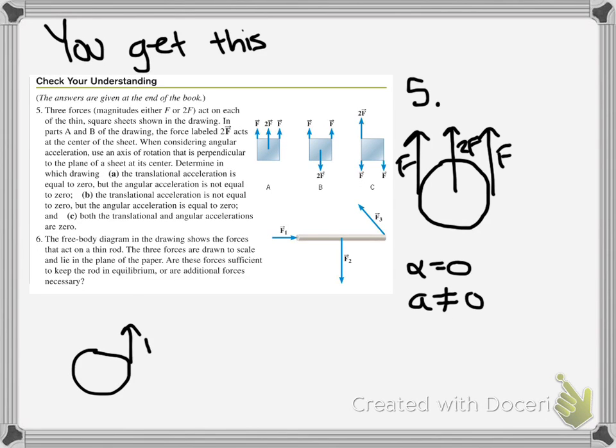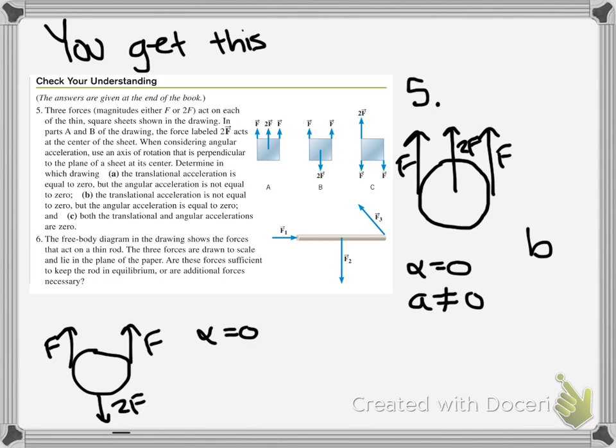Alright, now let's draw B. That means that there's 2Fs going on each side and a 2F going down in the middle. So, same logic as before. If there's two equal forces going in the same direction on opposite sides of a steering wheel, there's not going to be an angular acceleration. So here, the angular acceleration is 0.